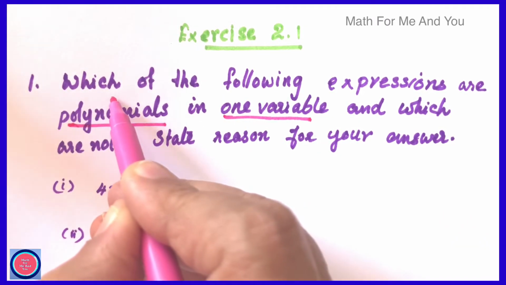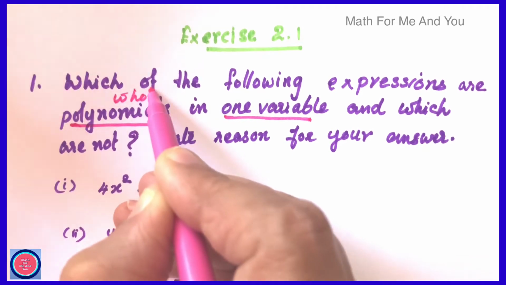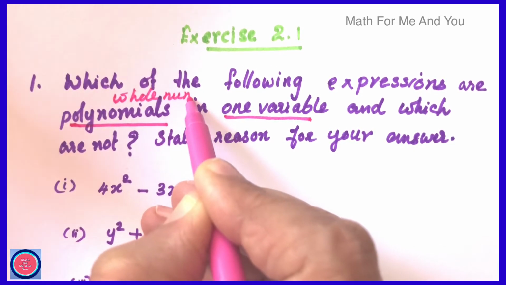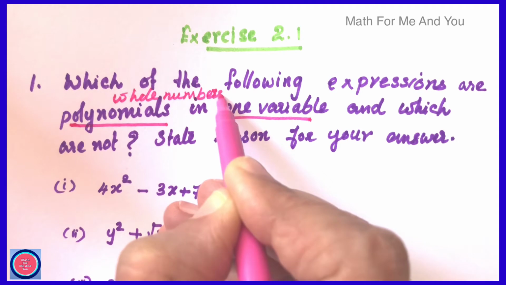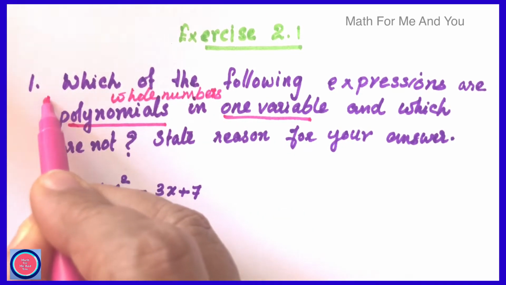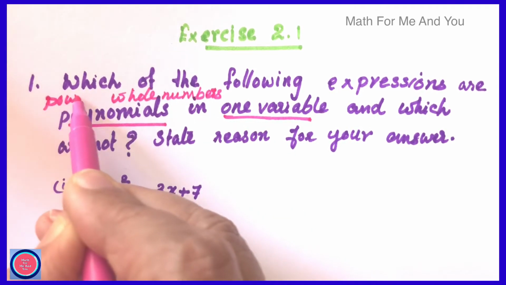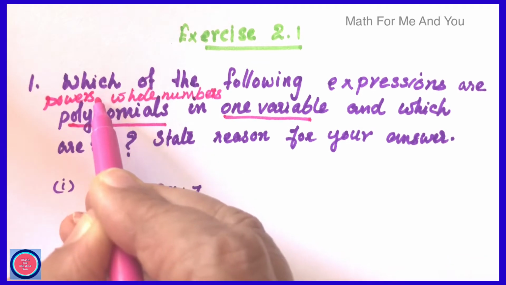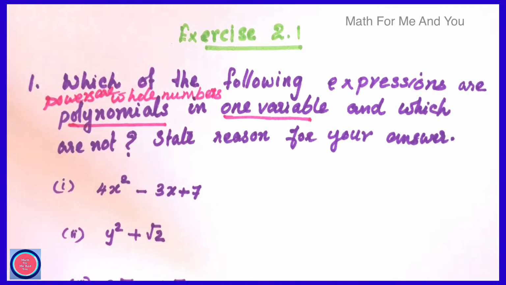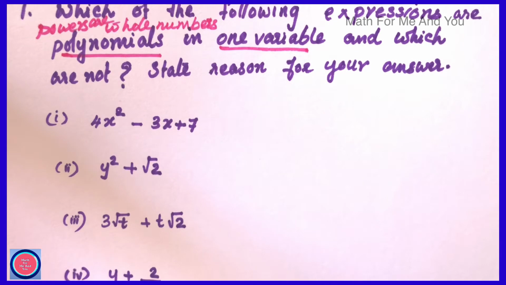What are polynomials? Polynomials are expressions with variables having powers as whole numbers. What are whole numbers? 0, 1, 2, 3, etc. If the powers are this type of numbers, we say the expression is a polynomial, otherwise not a polynomial. Look at the first expression.